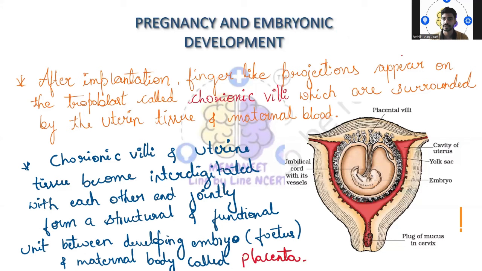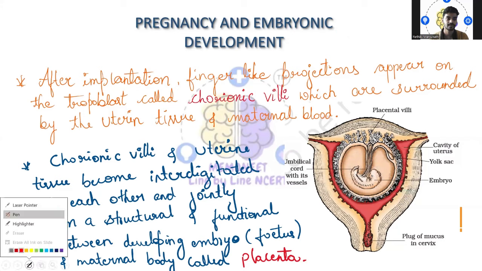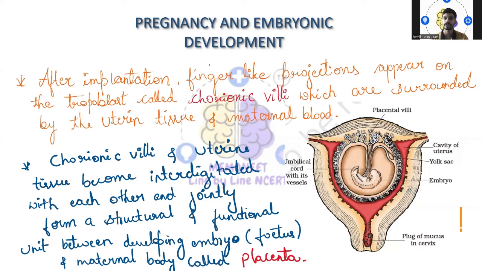Okay. What do you mean by pregnancy basically? It is where the fusion of both male and female gametes leads to the formation of the zygote, and ultimately when that has been implanted, that leads to pregnancy. So after implantation, what happens? As you can see, a finger-like projection appears on the trophoblast.